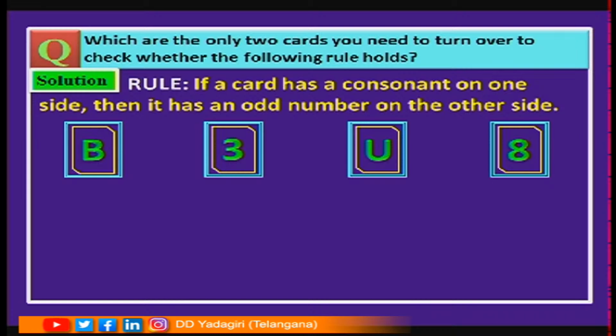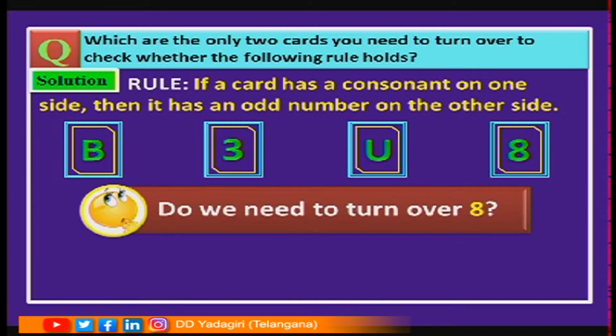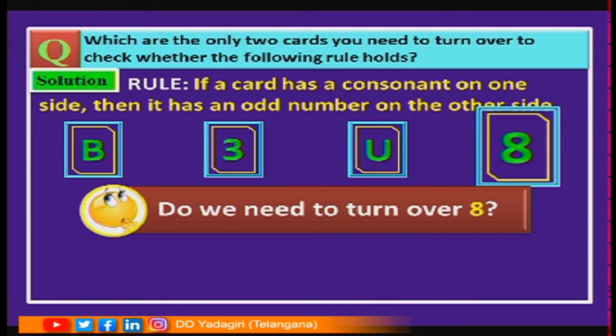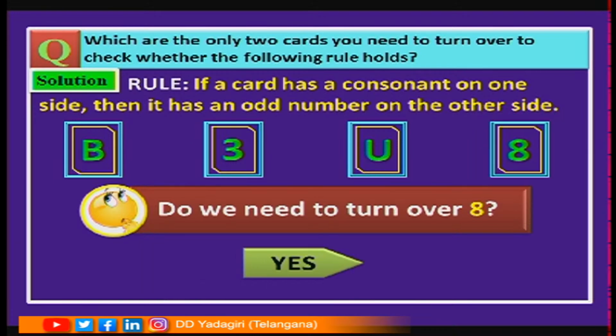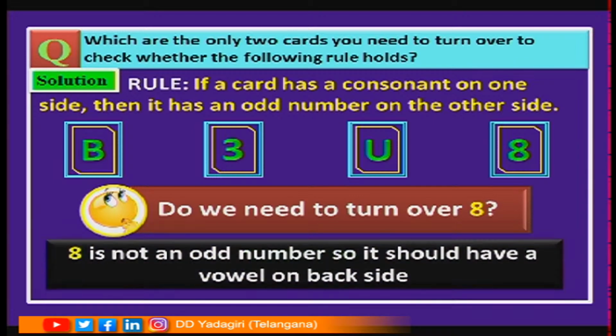So, that means we will go for the next one, that is B. So, are we going to turn over B? Yes. If B is a consonant, it should have an odd number on back side. Got it, children? Now, let us see, can we turn over 8 or not? So, we need to turn over 8 also, because 8 is not an odd number, I can say it is an even number. So, it should have a vowel on the back side, it should not have a consonant according to the given rule. So, hence I can say that we can only turn 2 cards, is it not, children?